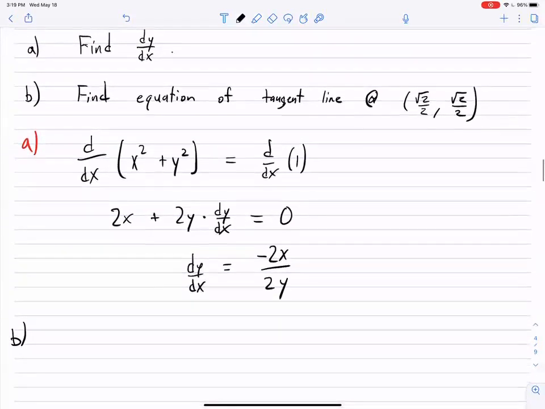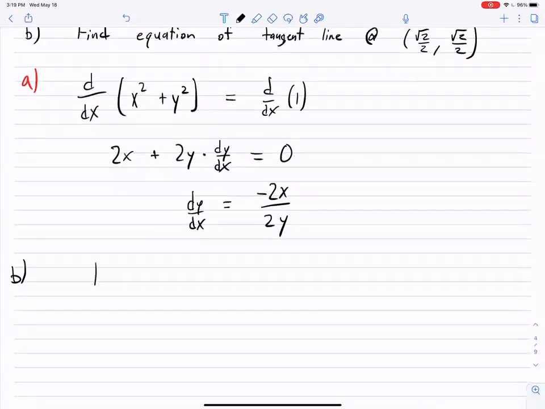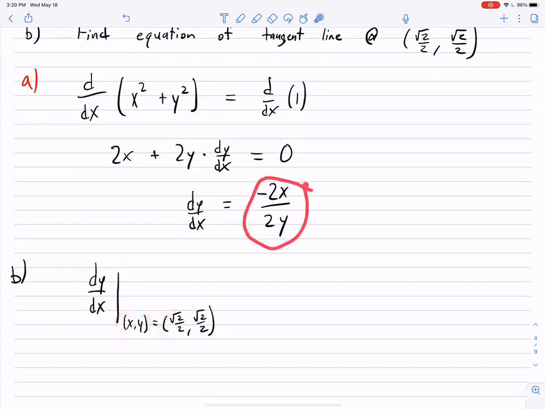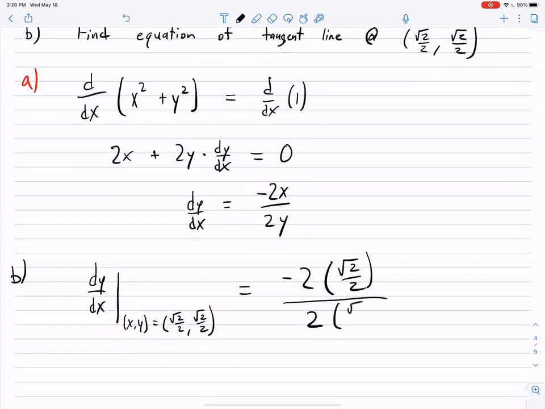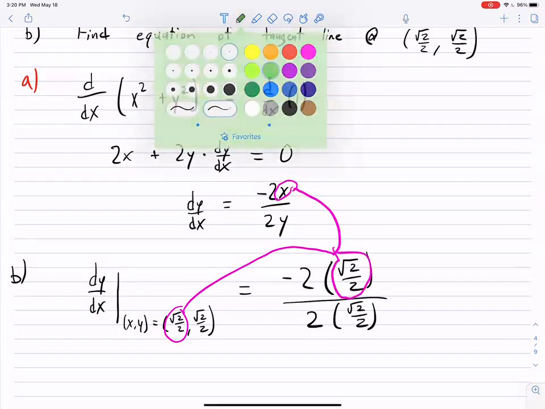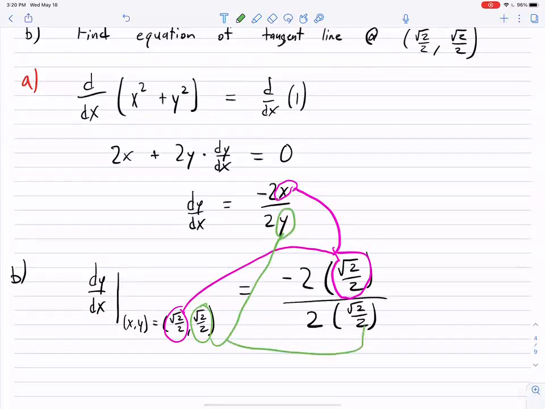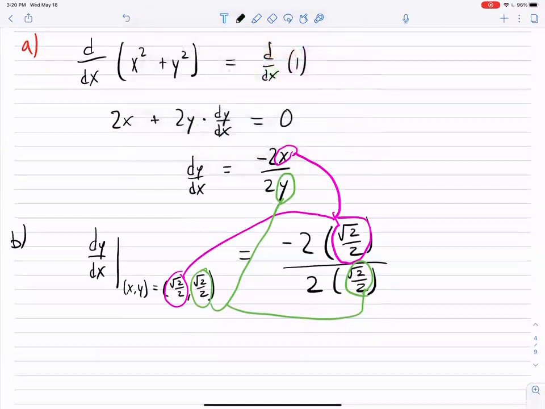Now find the equation of the tangent line at √2 over 2 comma √2 over 2. So that's dy dx evaluated when x comma y equals the point √2 over 2 comma √2 over 2. The reason I want to do x comma y equals √2 over 2 is because this expression has an x and a y, and so we have to plug in both values. So this is going to be -2, and then I plug in the x value, √2 over 2, over 2, and then I plug in the y value, √2 over 2, right? I plug this value in for x right here, and this value in for y right here. And if you simplify that, that just equals -1. And so the slope at that point is -1.